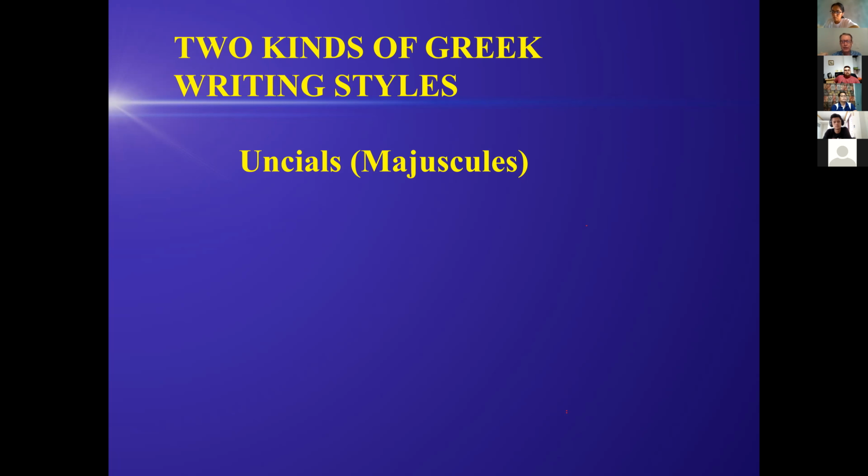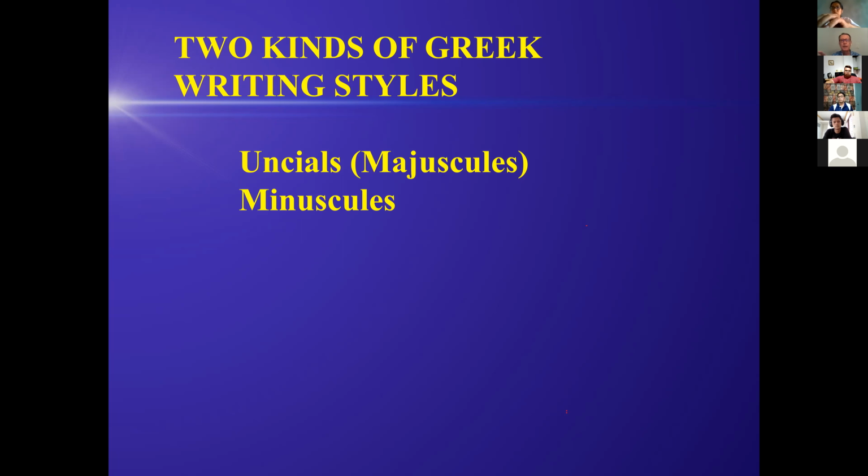Uncial handwriting was used until the 10th century. Recently, the word majuscules has been used for uncials. I don't know why the terminology is changing, but these are sort of in capital letters. We also have minuscules, and this is a special form of cursive that became very popular around the end of the 8th or the beginning of the 9th century. It was quicker and more writing could be put on a page. It was also less expensive to produce.